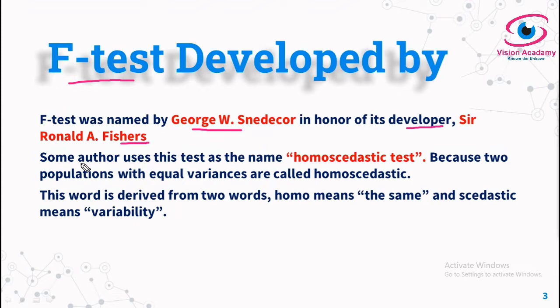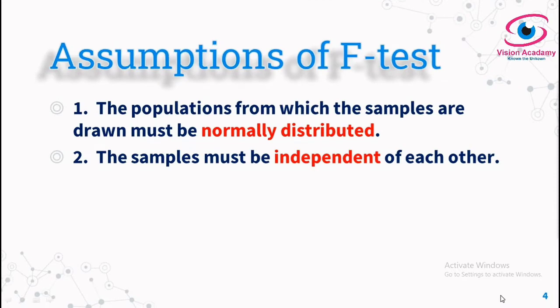Some authors use this test as a homoscedastic test, because two populations with equal variance are called homoscedastic. The word homoscedastic is derived from two words: homo means same and scedastic means variability. Since in the F-test we concentrate mostly on variability, some authors call this a homoscedastic test also.